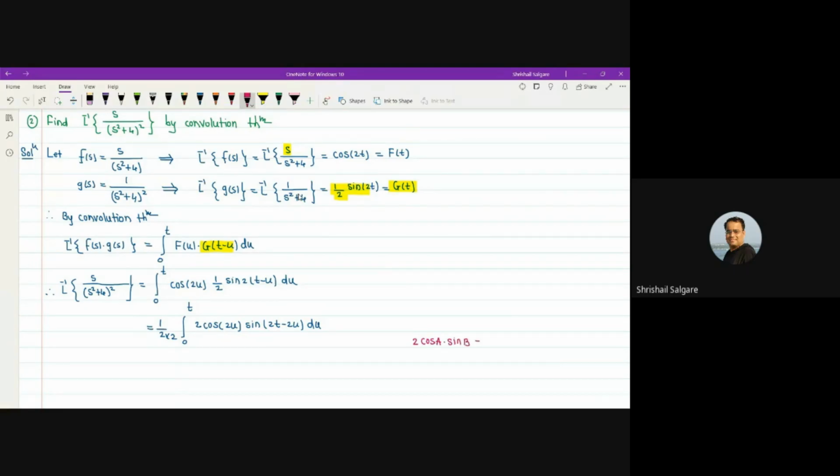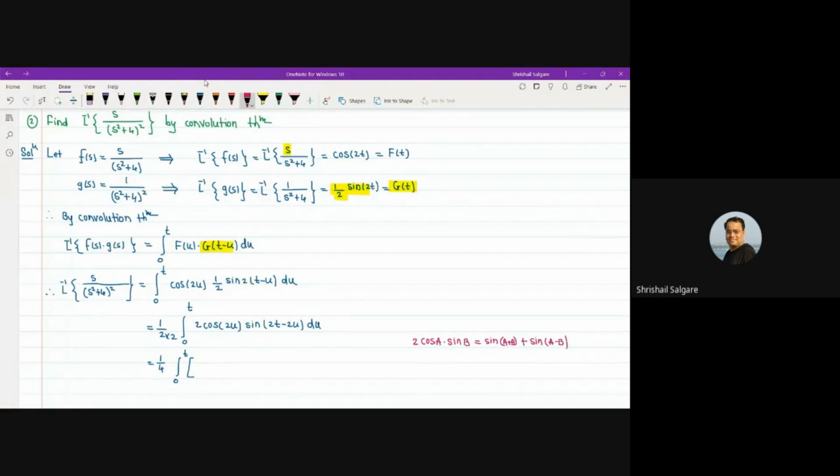Does anyone know the result? I am not recalling it. Can anyone help? You can Google it and tell me. This one can be written as 1 by 4 integral 0 to t. You are using the reverse of the C-D formulas, where a product can be converted into a sum. I think it is sine plus sine: sine of (A plus B) plus sine of (A minus B).